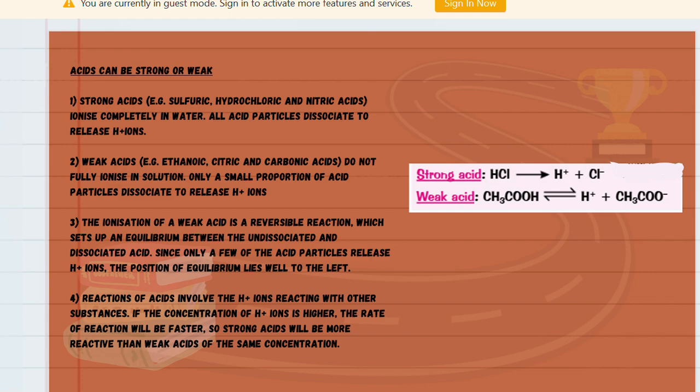Strong acid: HCl breaks down into H+ plus Cl-. Weak acid: CH3COOH breaks down into H+ plus CH3COO-.